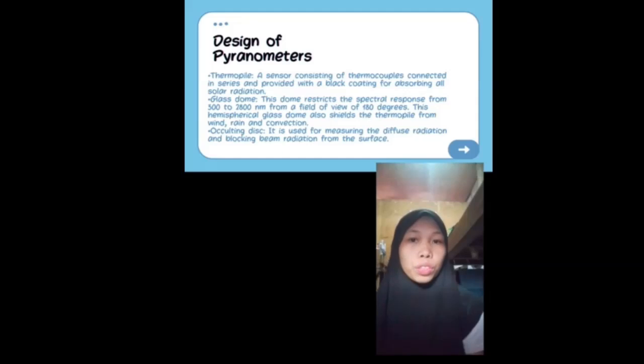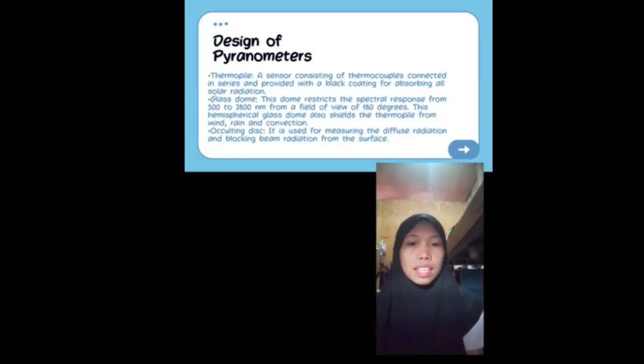So we have here the two designs of pyranometers. The first one is the thermopile, a sensor consisting of thermocouples connected in series and provided with a black coating for absorbing all solar radiation. And the second one is the glass dome. This dome restricts the spectral response from 300 to 2,800 nanometers from a field of view of 180 degrees. This hemispherical glass dome also shields the thermopile from wind, rain, and convection.